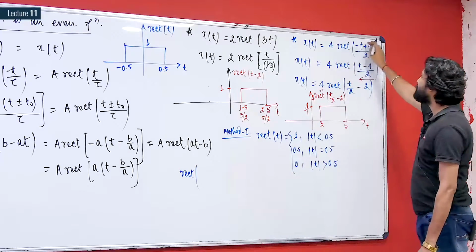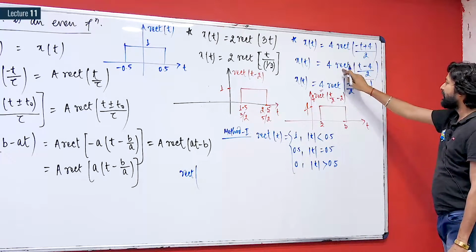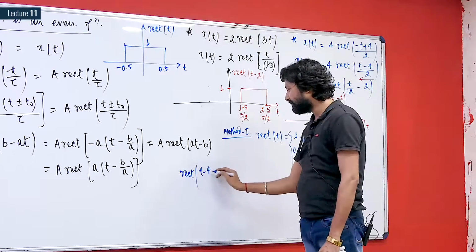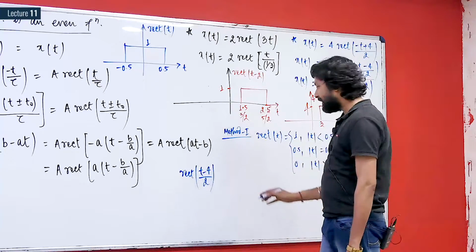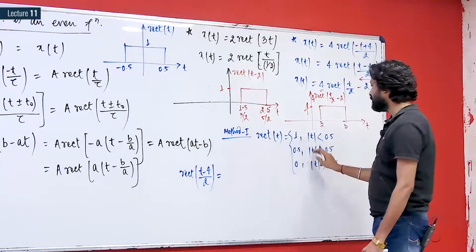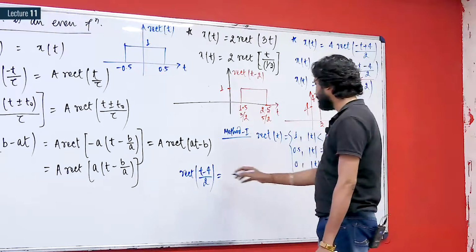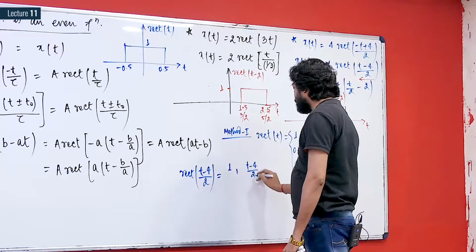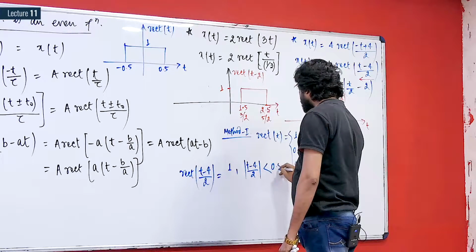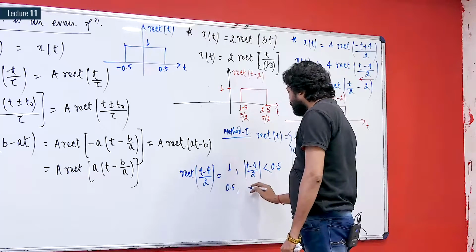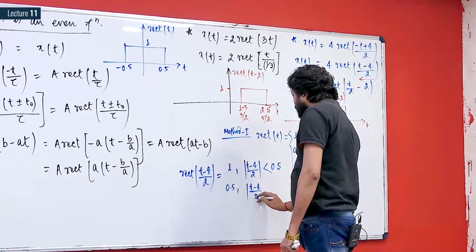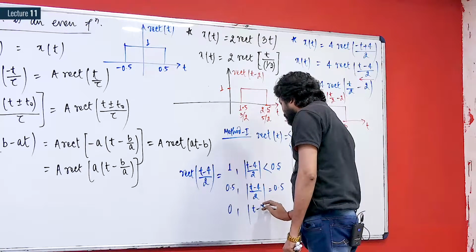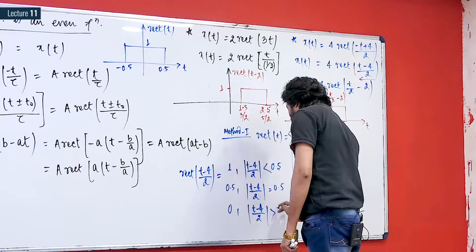You have to obtain rectangle of minus t plus 4 by 2, which you have solved and obtained as t minus 4 by 2. So if you want to find rectangle of t minus 4 by 2, you just have to replace all t values by t minus 4 by 2. So rectangle of t will be 1 for t minus 4 by 2 whose mod must be less than 0.5. It will be 0.5 if t minus 4 by 2 equals 0.5, and it will be 0 if mod of t minus 4 by 2 is greater than 0.5.